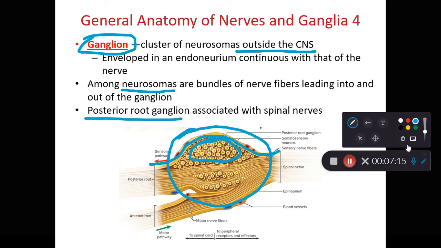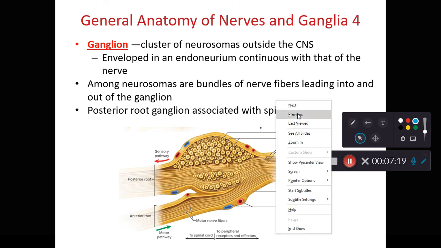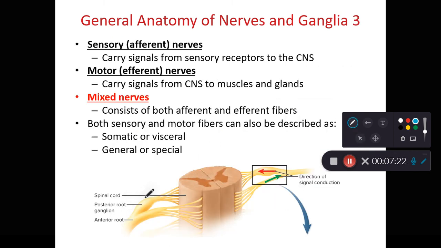Let me clear the screen here and I'll back up the slide so you can see it with some perspective. Previous. So right here we have the posterior root ganglion of that spinal nerve. So here we'll have sensory information coming in to the central nervous system, and there's a very small amount, very weak amount of pre-processing that occurs. Most of the integration and processing will occur in the gray matter of the central nervous system, either the gray matter of the spinal cord or the gray matter of the brain.